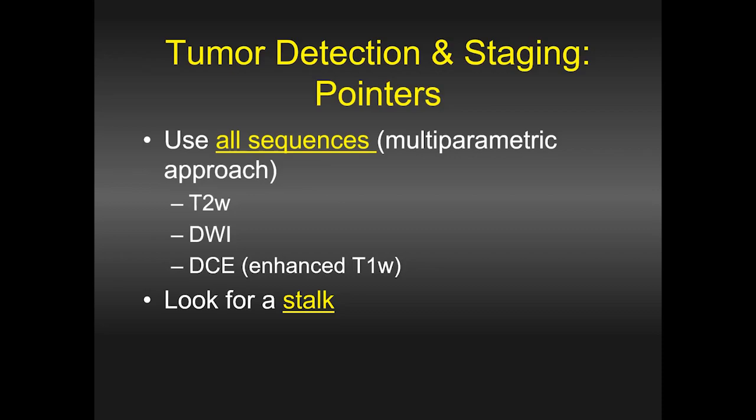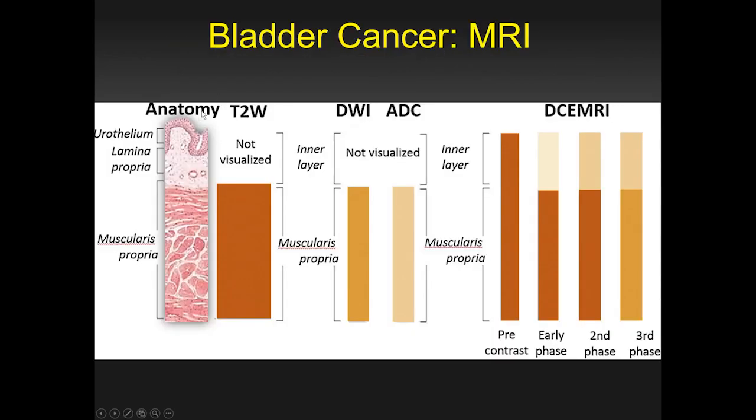And so unlike prostate, where you have the concept of dominant sequence, whether tumor is arising in the peripheral or the transition zone, in bladder cancer, you have to make sure that you pay attention to all the three sequences, that is the T2, the DWI, and the DCE enhanced images. And the second thing is you're looking for a stalk. So in terms of looking at all the sequences, why is that important? Because if you look at the various structures in the wall of the bladder, different sequences provide different information. So that's one reason why you need to make sure you look at all the sequences.